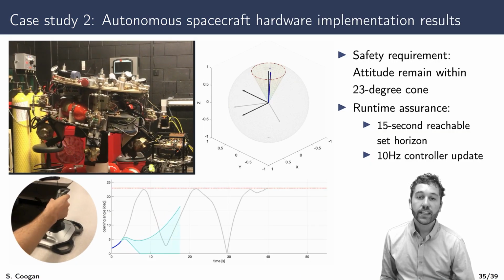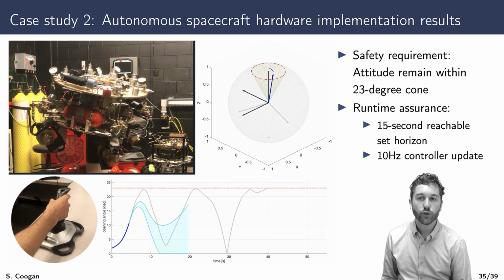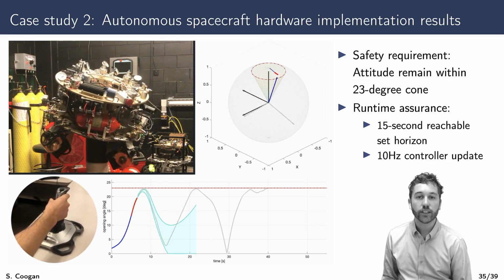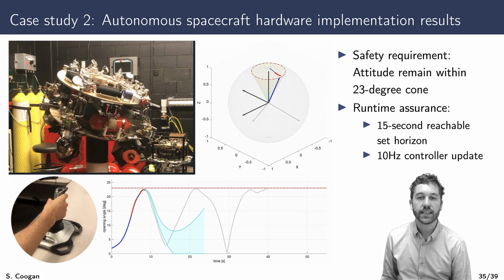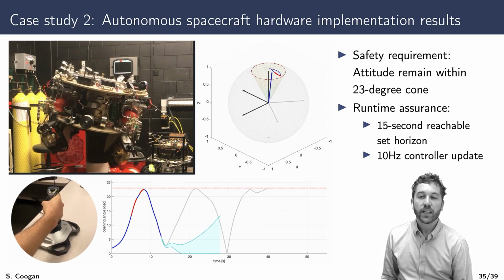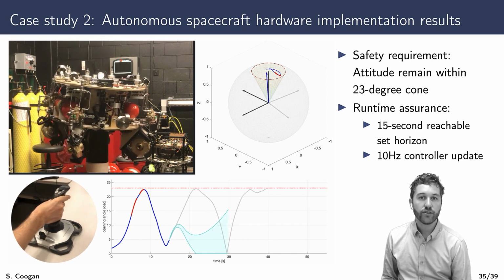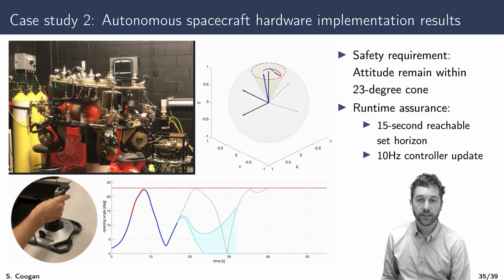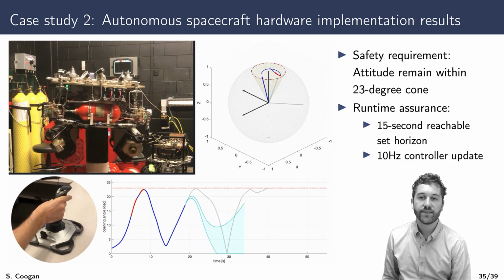In the first experiment, the goal is to keep the spacecraft orientation so that the angle between the inertial frame z-axis and the spacecraft z-axis is within 23 degrees. We compute reachable set approximations over a 15-second horizon with a controller update rate of 10 hertz.